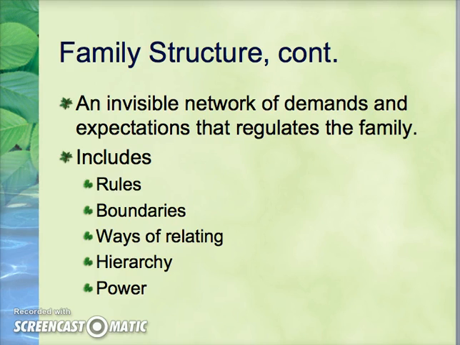In family structure, we know that there's an invisible network of demands and expectations that regulate the family. This includes rules, family rules, understood, implicit, and explicit. You know, the ones that we say are the family's rules. Boundaries, what are the boundaries? How do those boundaries separate subsystems and provide appropriate structure or appropriate connection? What are the ways of relating? What's the hierarchy? And who holds the power in the family? And does that shift in different situations?